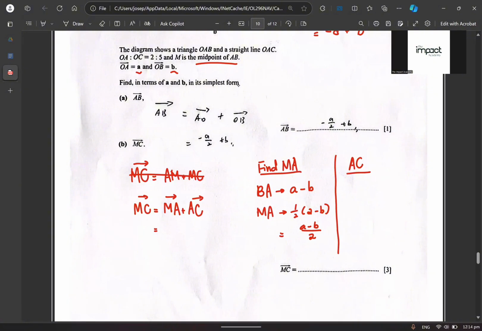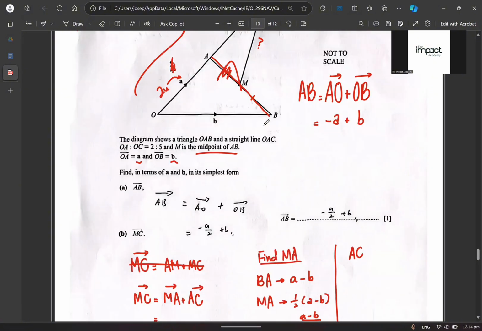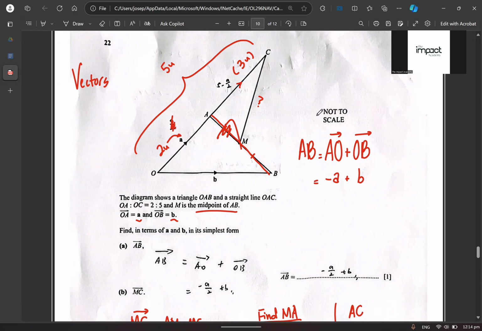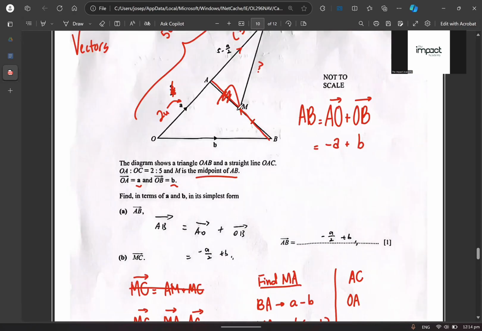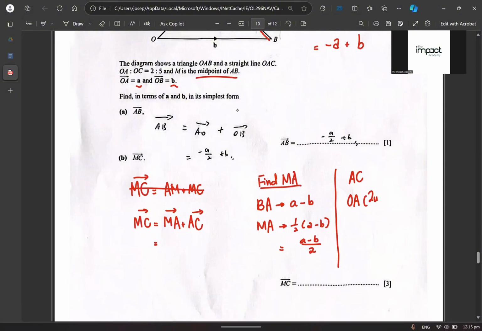Okay, so since I want to find AC, let me see, what is it? AC is over here, right? Okay, I know OA already, right? OA equals to what? OA is how many units? 2 units, right? Okay, so 2 units is actually equals to A, correct or not? 1 unit is actually equals to A over 2. True? All right, so I want to find 3 units, correct or not? So A over 2 times 3 over 1. Do you agree or disagree? 3A over 2.